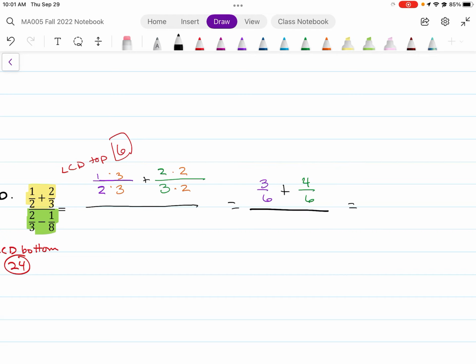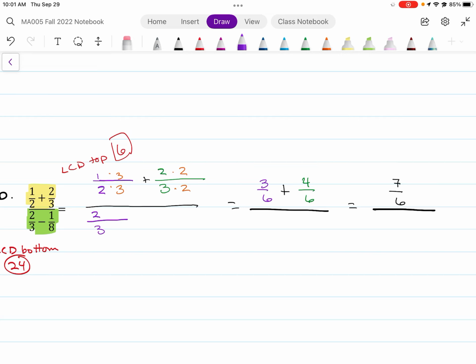All right, let's take that a step further, and I get 7/6. Now I'm not going to change it to a mixed number because we have to do more with it. We have to use this division right here. Okay, so I've got the top as simplified as I can. Now I'm going to go back and I'm going to do the bottom. All right, so the bottom, I've got 2/3.